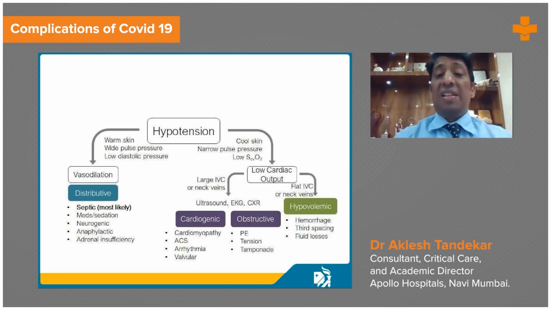But if the patient has low pulse pressure and their skin is cold and clammy, they may have low cardiac output because of a hypovolemic status or cardiogenic status, low ejection fraction like cardiomyopathy or arrhythmias or valvular pathologies, or obstructive pathology like pulmonary embolism or tension pneumothorax can also be a reason for their hypotension.